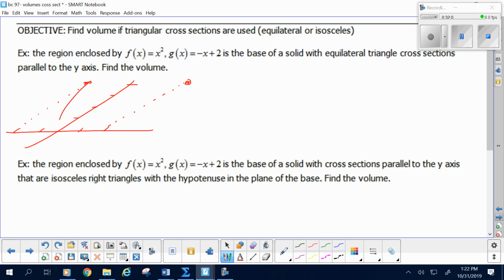And so your parabola should look like that, or better. And your line goes like that. And so I get this region here, off of which to build.